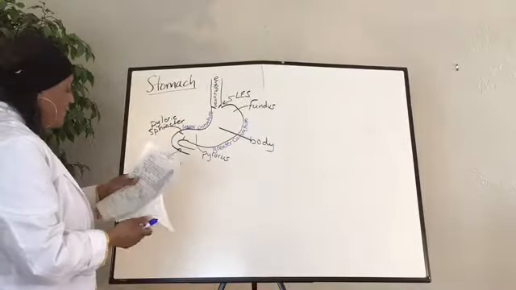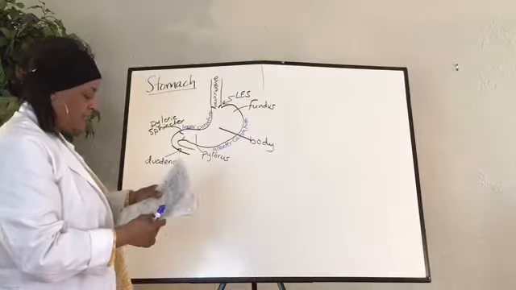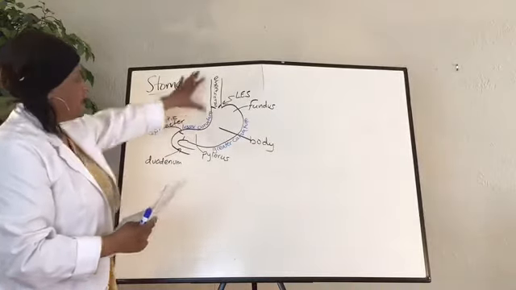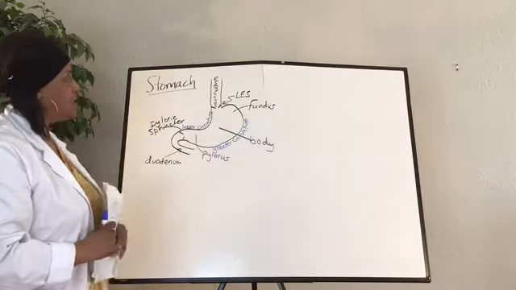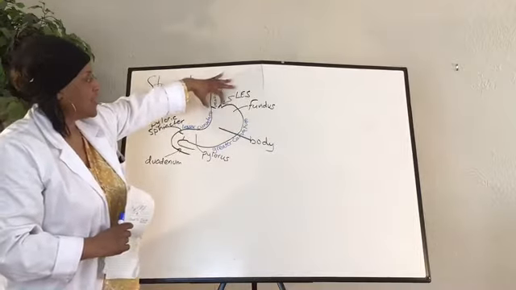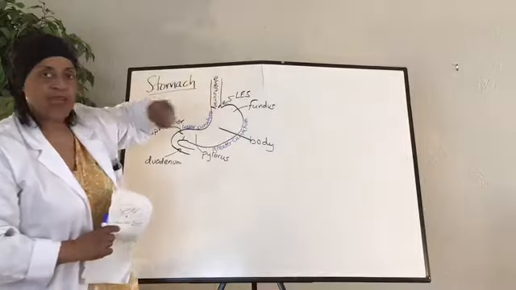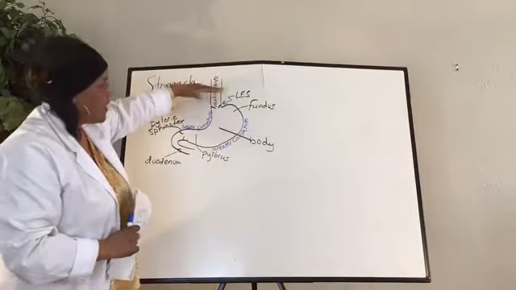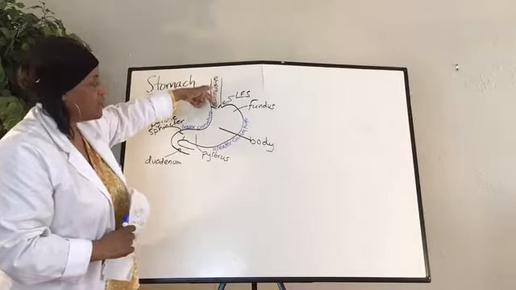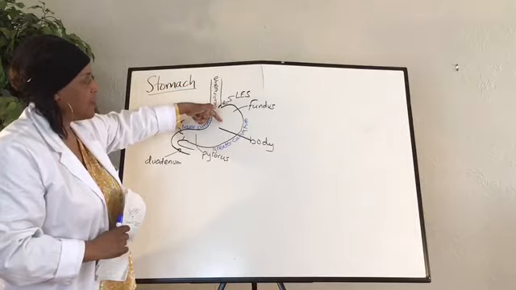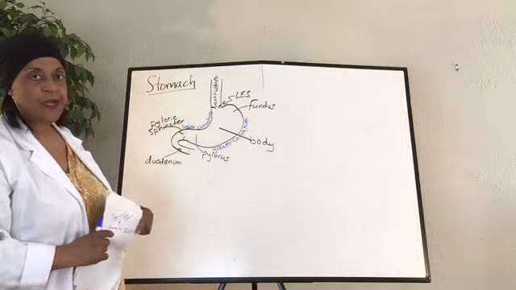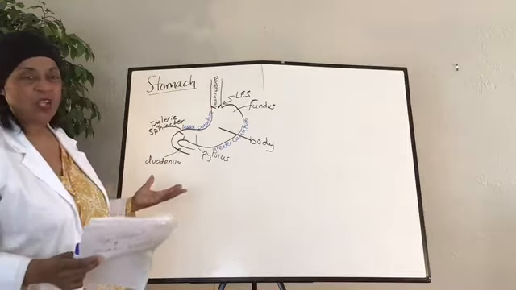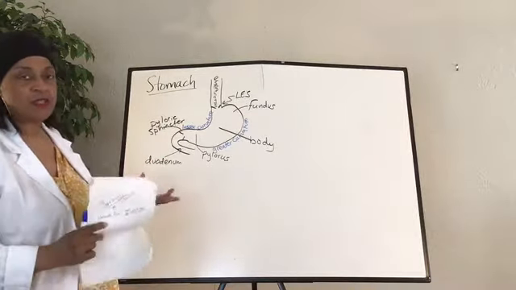So that is basically the divisions of the stomach: the fundus, the body, the pylorus. Of course, the sphincter here, this circular band of muscle that divides the esophagus from the upper part of the stomach, is known as the lower esophageal sphincter. Sometimes some books will call it the cardiac sphincter. You know, it's either way.